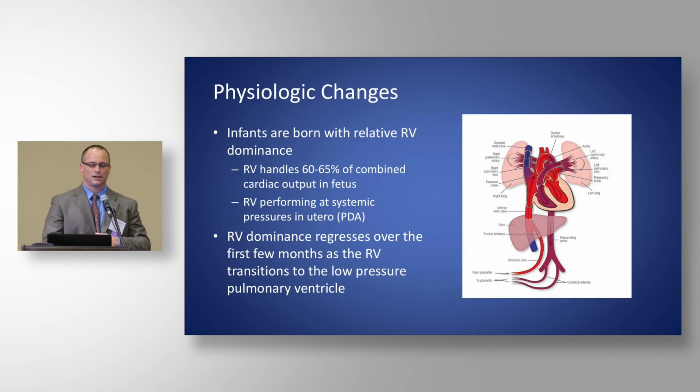Nonetheless, what happens, there's a lot of physiologic changes, right? When you're in utero, there's a relative RV dominance. So the RV is doing a lot of work. It's actually doing about 60 to 65% of the combined cardiac output in the fetus. And not only that, the blood comes back from the right atrium, right ventricle, and actually doesn't go to the lungs, it goes across the ductus arteriosus to the aorta. So the RV in utero is seeing systemic pressure, so it's doing a lot more work. And therefore, when you're born, you have this RV dominance. That RV dominance will ultimately regress over time as that ventricle then becomes the pulmonary ventricle and the pressures are less. And so that sets up a lot of the changes that happen in the pediatric ECG in the first 1 to 4 years.